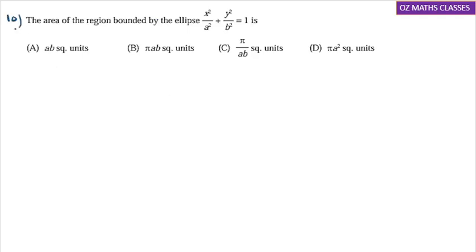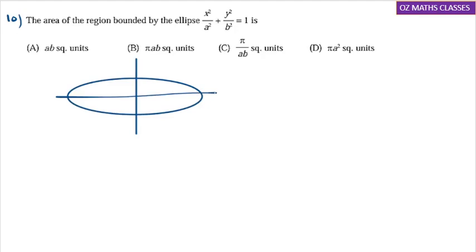Question number 10. Find the area of the region bounded by this ellipse. This is an ellipse. Okay. So what is the area of the ellipse? Okay, so the vertices here will be A and B. So the area of the region bounded by the ellipse.